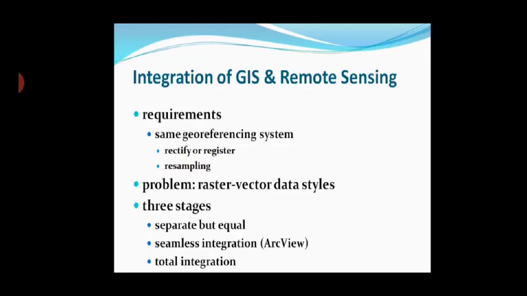It is done in three stages: separate but equal, seamless integration, which is in ArcView, and total integration. Separate but equal is wherein they are done separately at equal stages. Seamless integration is where all the data are seamlessly integrated. And total integration is where separate but equal and seamless integration are merged together. So this is how the GIS is integrated with remote sensing.